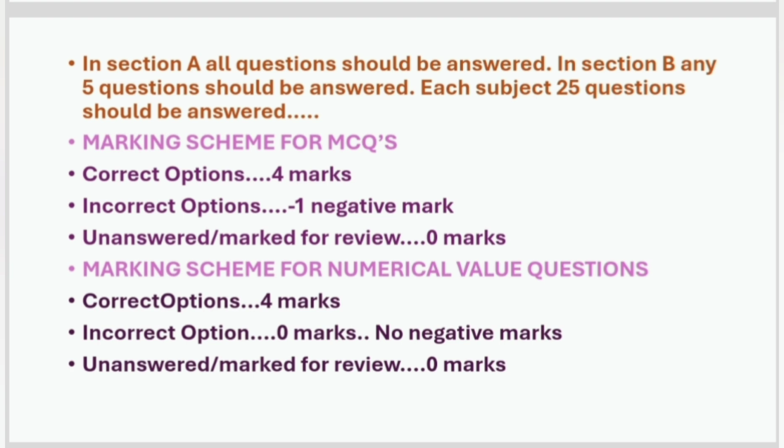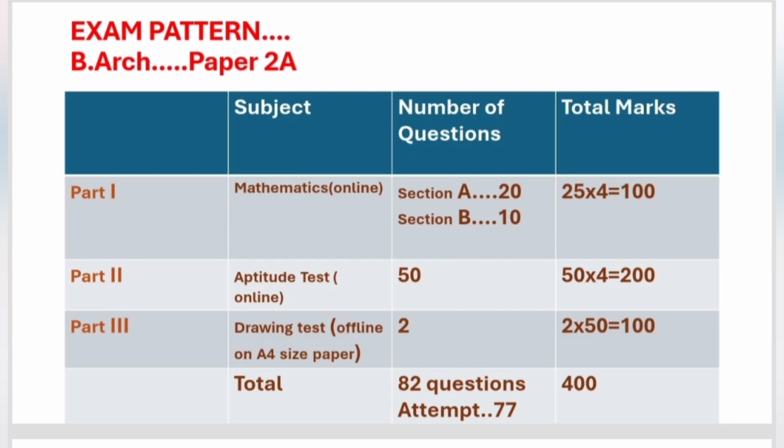Now, the marking scheme for MCQs. For a correct answer, 4 marks. If you choose an incorrect option, minus 1 mark, negative marking will be there. For unanswered or marked for review, 0 marks. Similarly, for numerical value questions, for a correct answer 4 marks, for an incorrect answer 0, that is, there will be no negative marking for numerical questions, and for unanswered or marked for review 0 marks. This is an online exam.